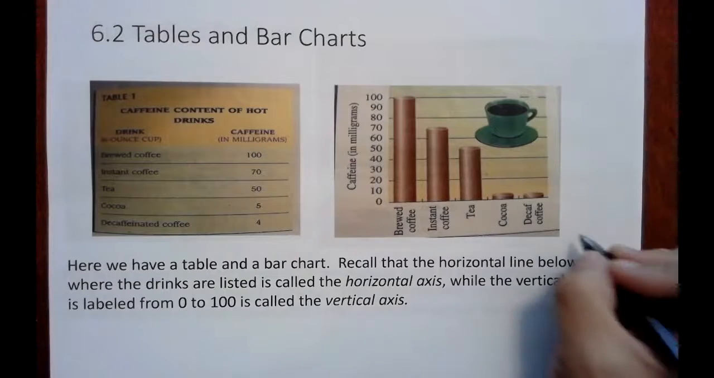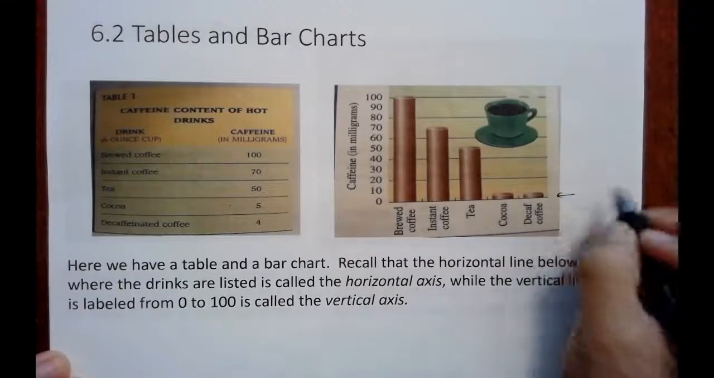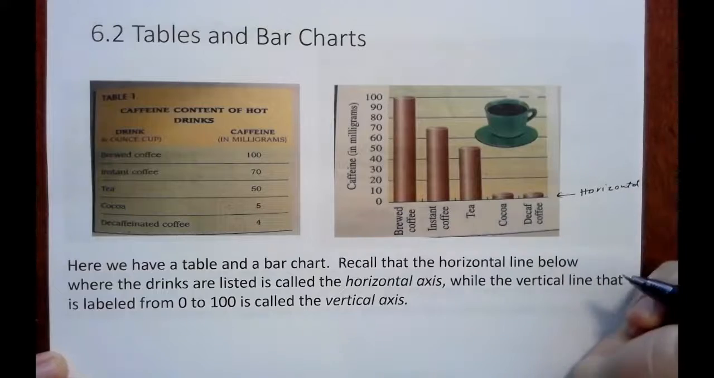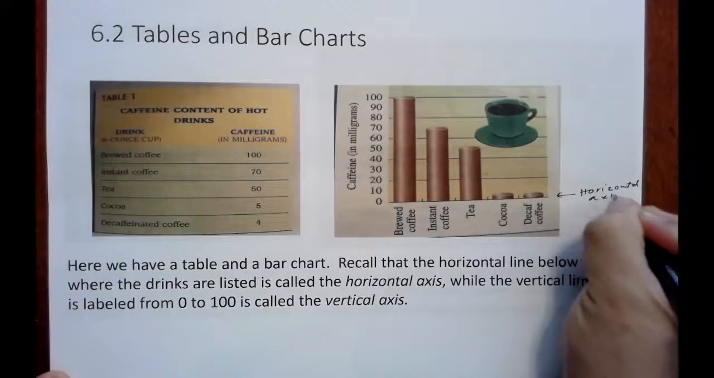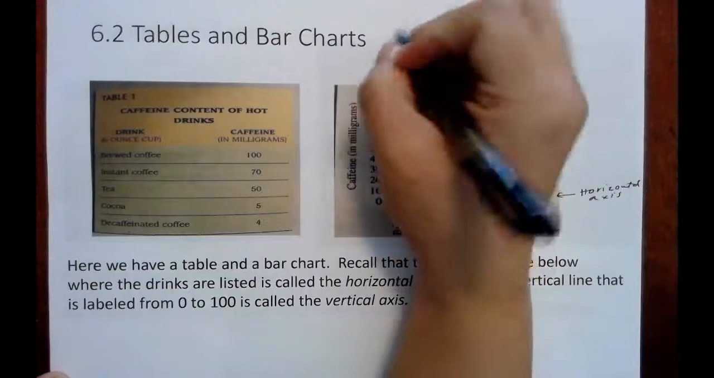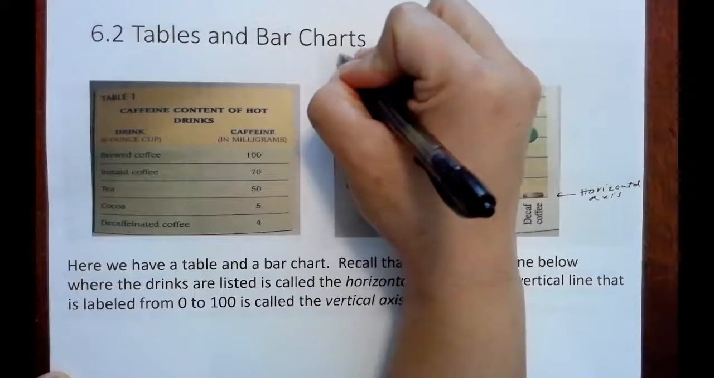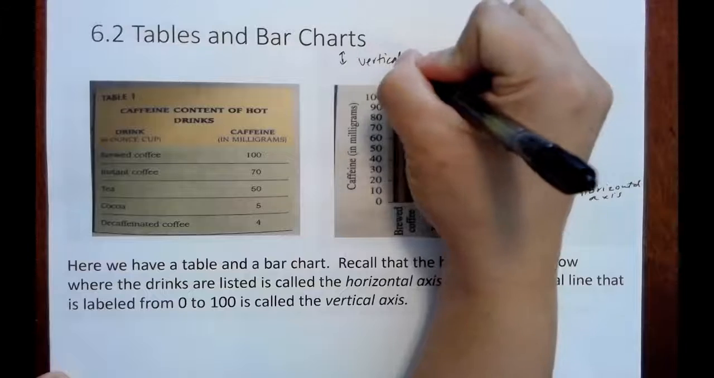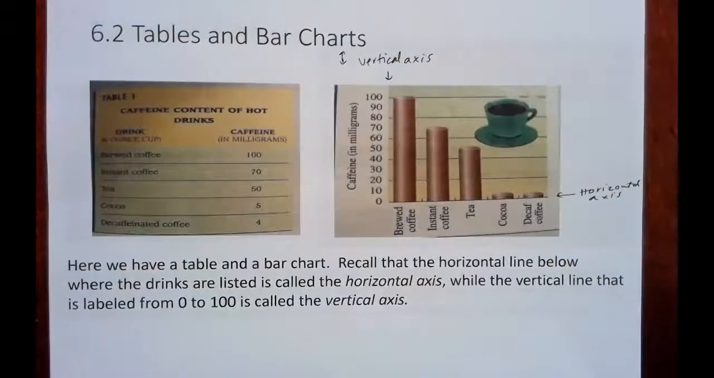Okay, so a little bit about this bar chart. You have here the horizontal line. This is the horizontal line, right? Because it looks like the horizon. We call this the x-axis or the horizontal axis. And the vertical line, the line that goes up and down here, we call that the vertical axis.